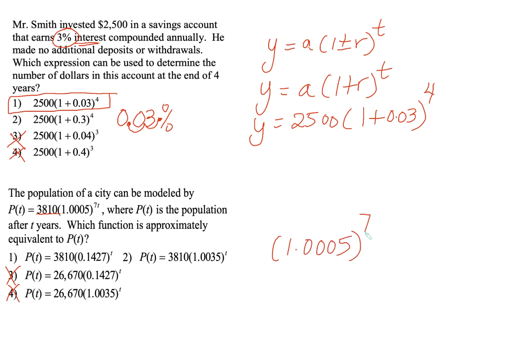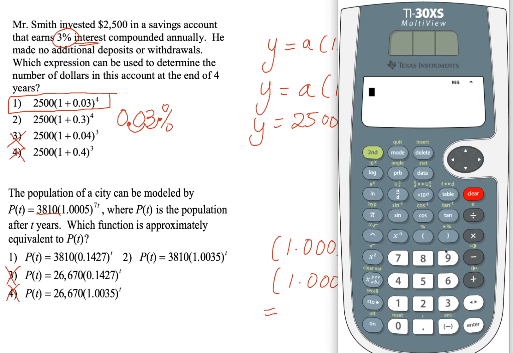Now our base was 1.0005 raised to the 7t. And what they did is they took that 1.0005 and raised it to the 7th power. And we have to evaluate that. So we need the calculator.